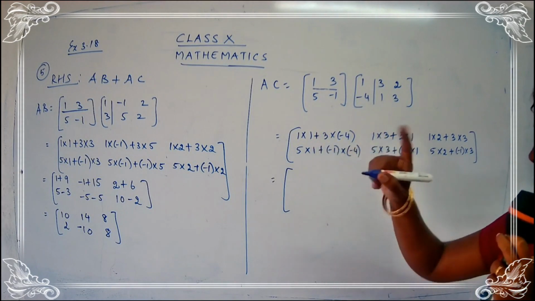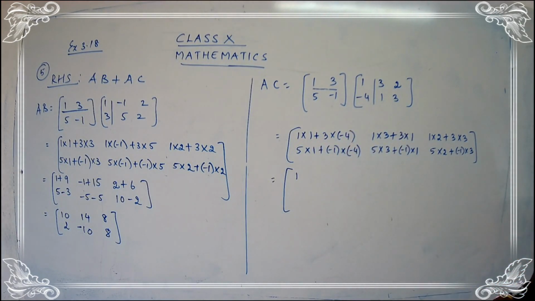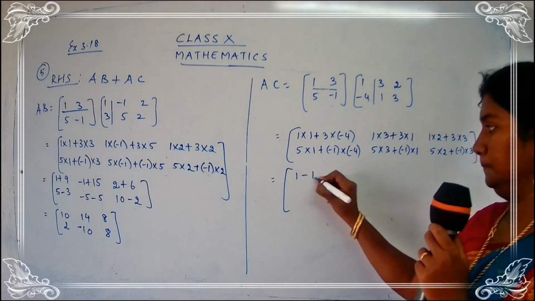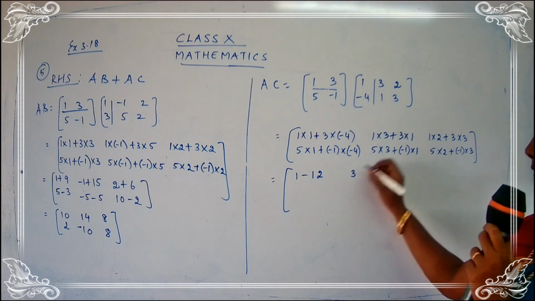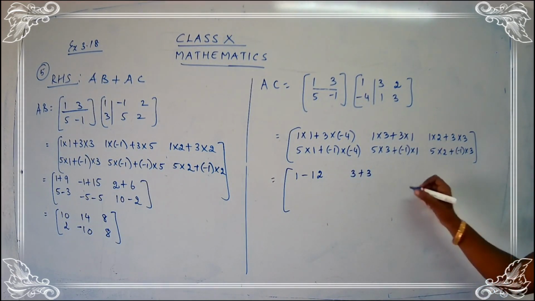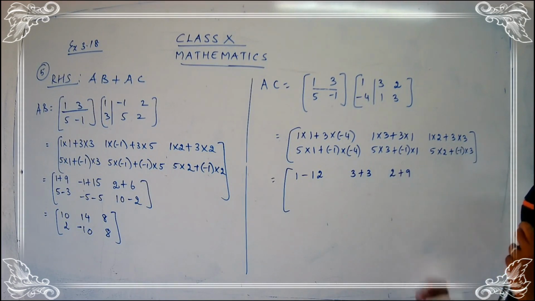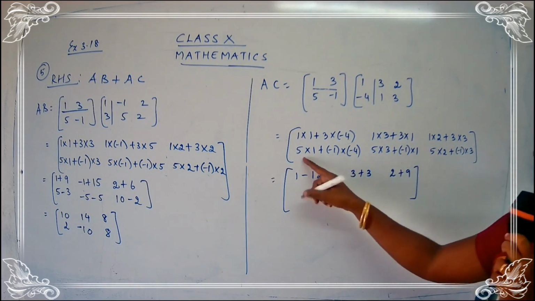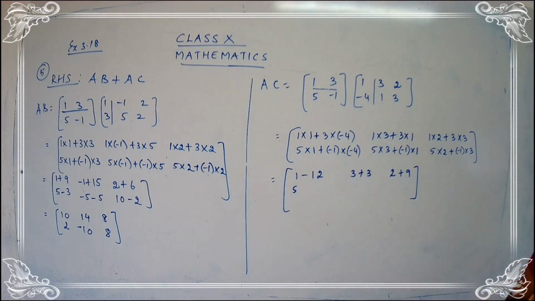1 ones are 1. 3 into minus 4, minus 12. 1 threes are 3. 3 ones are 3. 1 twos are 2. 3 threes are 9. 5 ones are 5. Minus 1 into minus 4. Minus minus plus. So 1 into 4, 4.